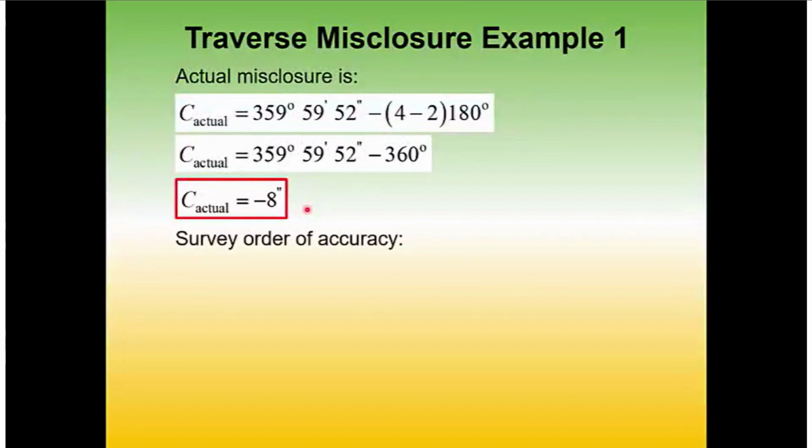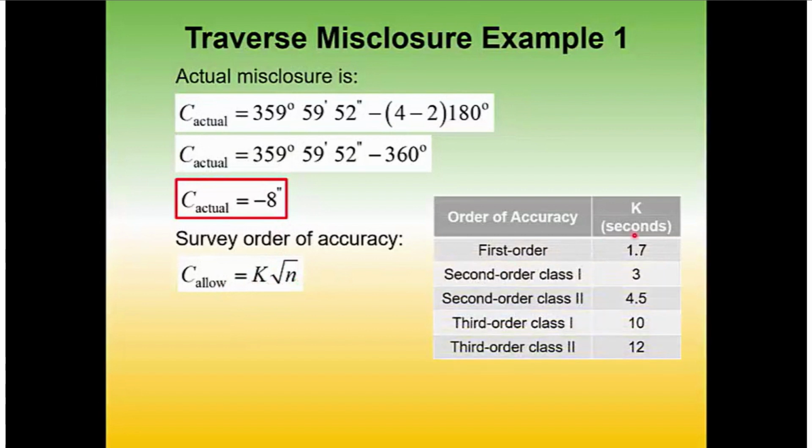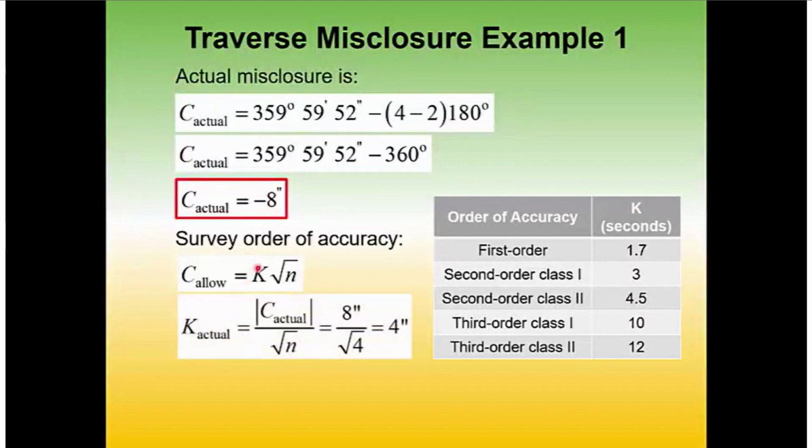The second part, we look at survey order of accuracy. And again, the equation given to us by the FGCS subcommittee on traverse standards says that the allowable closure is equal to k times the square root of n, where k is one of these values based upon the order of accuracy of the survey. Well, in our case, instead of trying to compute an allowable closure for each one of these cases and seeing if it matches or equals the actual closure that we encounter, let's just do something different, and let's compute an actual k value for our traverse and compare that, our actual k value, to something in this table.